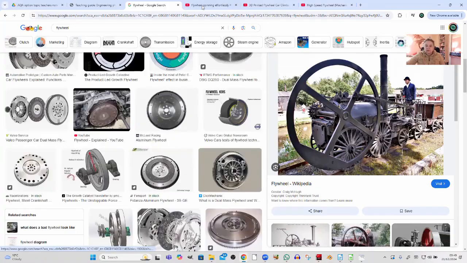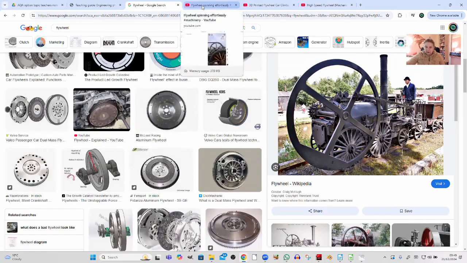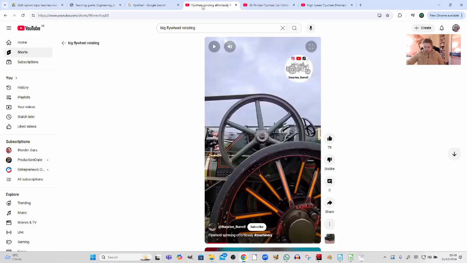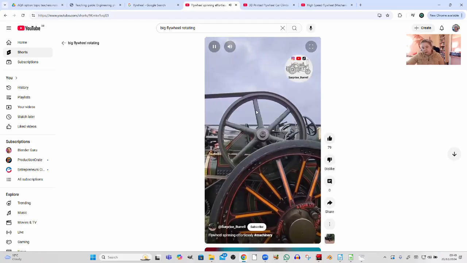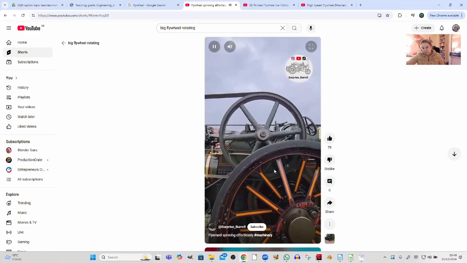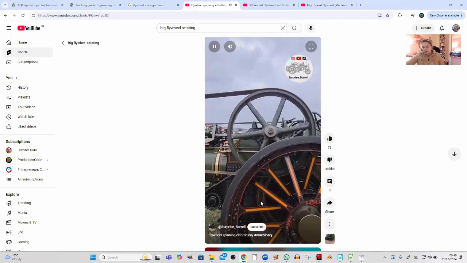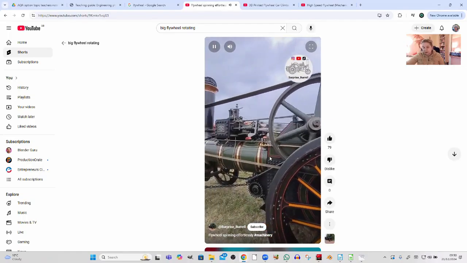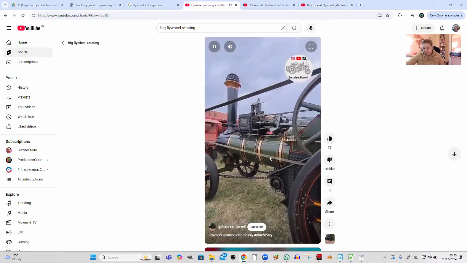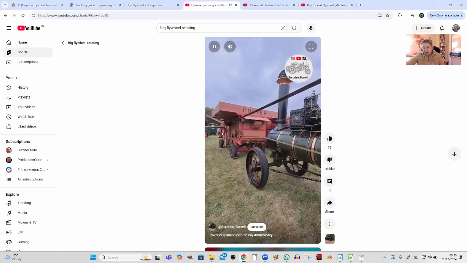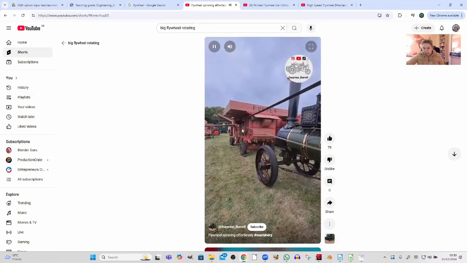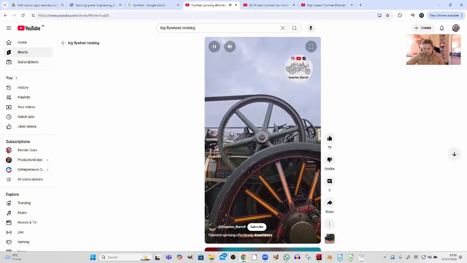So I want to show you some video of flywheels actually in use. This is the flywheel, and you can see that it's attached via a belt to whatever this steam engine is powering usually. And in this case it looks like it's a combine harvester or a thresher or something.